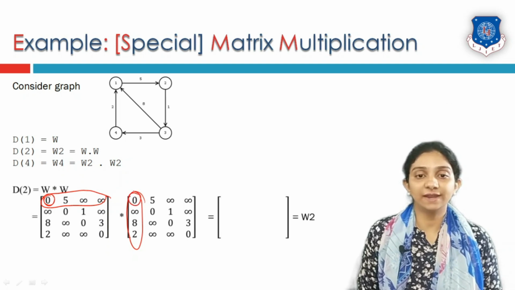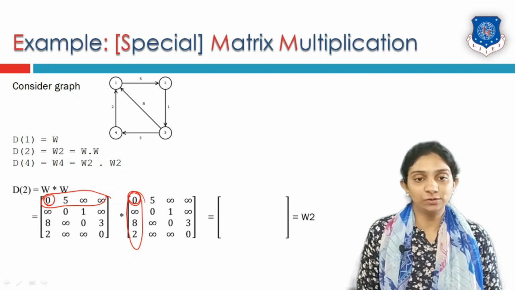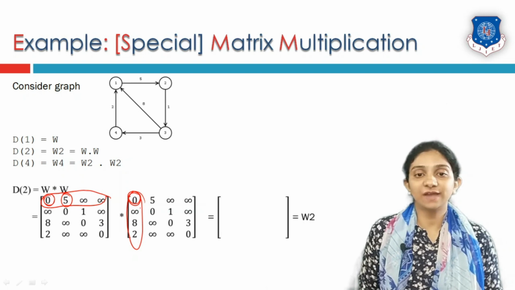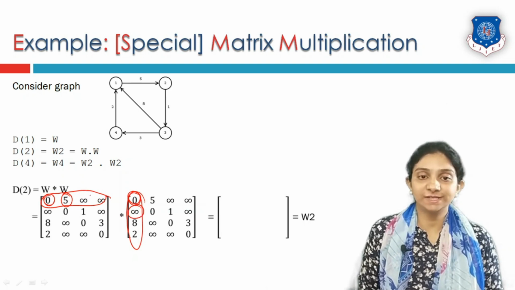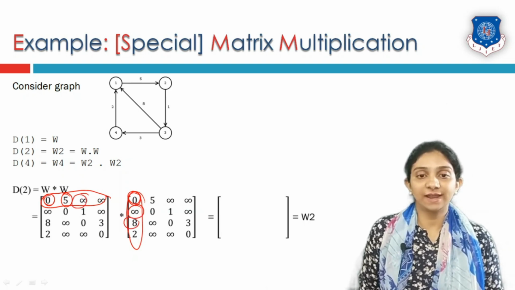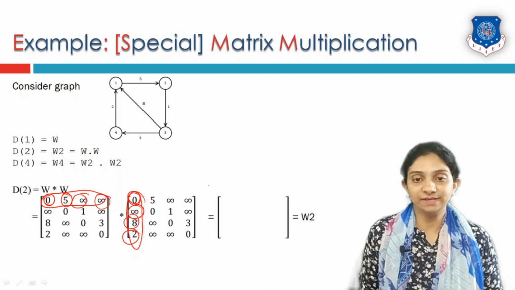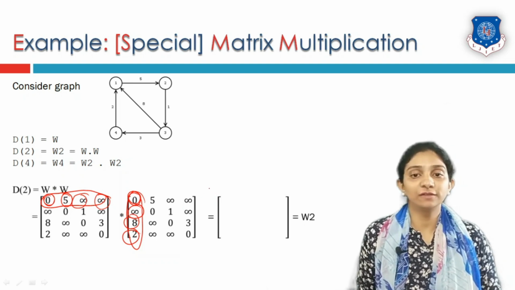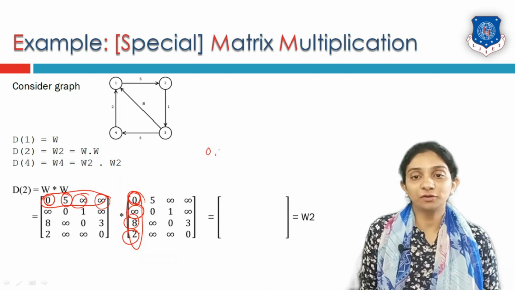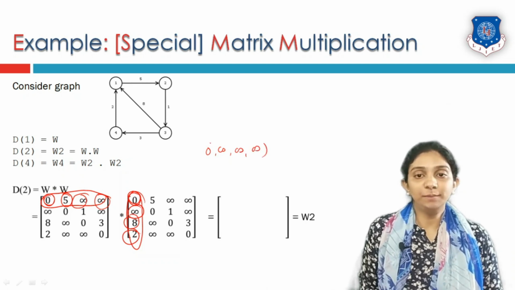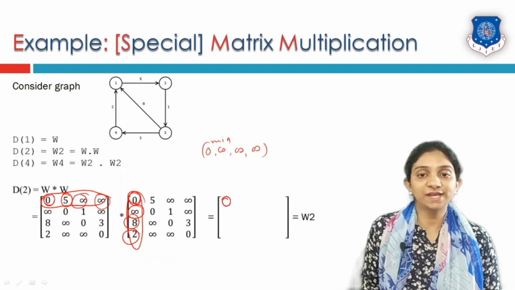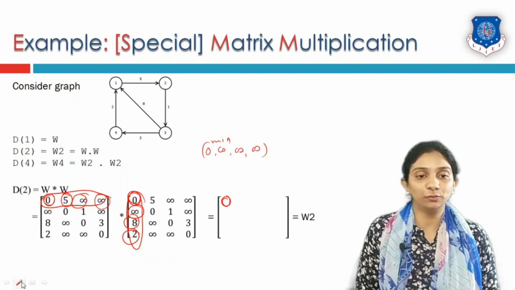0 is added with 0, that is 0. 5 is added with infinity, that is infinity. Infinity is added with 8, that is infinity, and infinity is added with 2, that is also infinity. So we have 4 options: 0, infinity, infinity and infinity. The minimum out of all these is 0, so the first element will become 0.